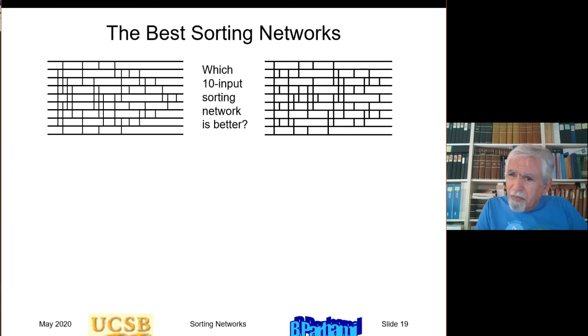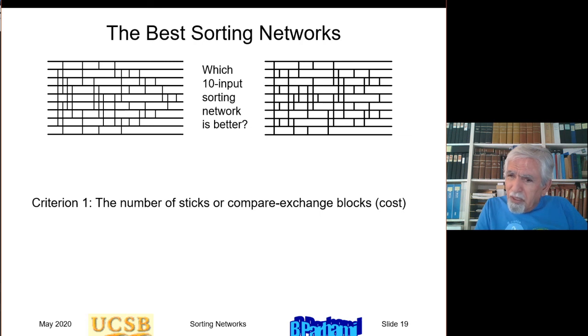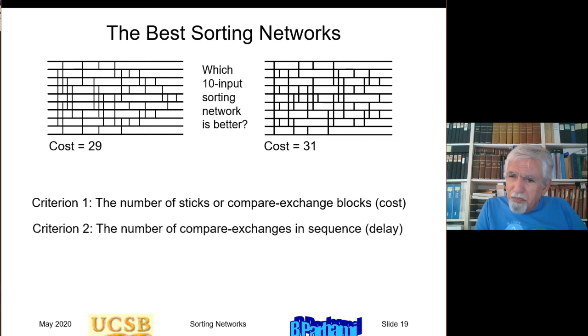So the best sorting networks, you can define them in two ways. First, criterion one, the number of sticks or compare exchange blocks. Each compare exchange block is a simple electronic circuit. So the fewer of those you use, the better, the lower the cost. So these two examples, both of them being 10 input sorting networks, have costs that are 29 and 31. And therefore the one on the left is better, more efficient with regard to cost.